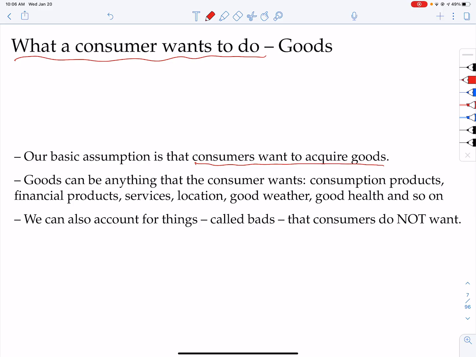All right, goods can be anything that the consumer wants. Typically, we think about consumption goods, but it doesn't have to be a consumption good only. It can be a financial product, let's say a stock or a combination of stocks. For example, you can think of an index fund or something like that. And it doesn't have to be a product only. It can be, say, a financial service, right? You can get some advice from someone about how to manage your finances, so the service can be a good as well.